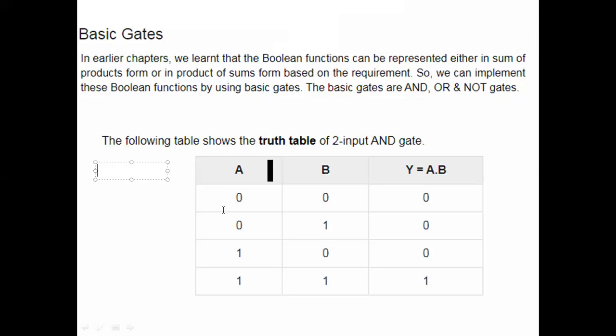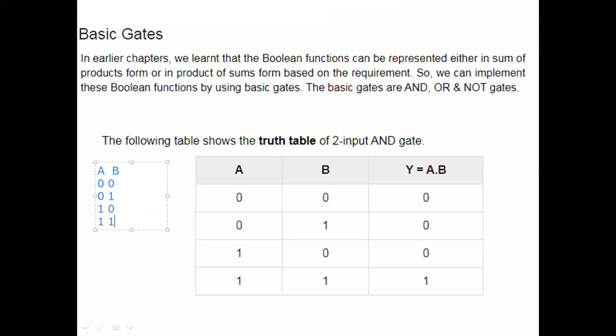Here A is one input and B is another input. So the combinations are 0 0, 0 1, 1 0, 1 1. In this way, if you have two inputs, we get 4 combinations. 2 squared combinations we are getting.